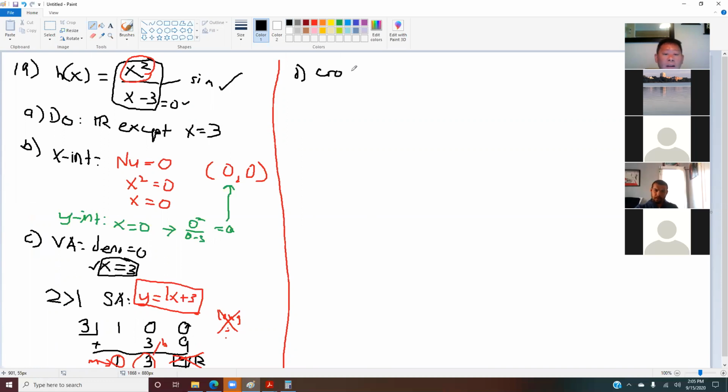Does it cross the slant asymptote? Okay. So how do we know if it crosses the slant asymptote? You take the whole h of x and make it equal to x plus 3, the slant asymptote that you found in part C. So what you do is you take x squared over x minus 3 equals x plus 3. And how do we solve for x? We multiply x minus 3 to that side.